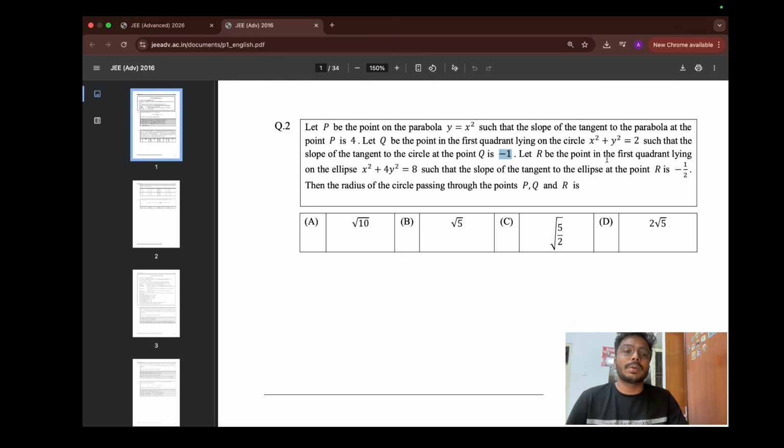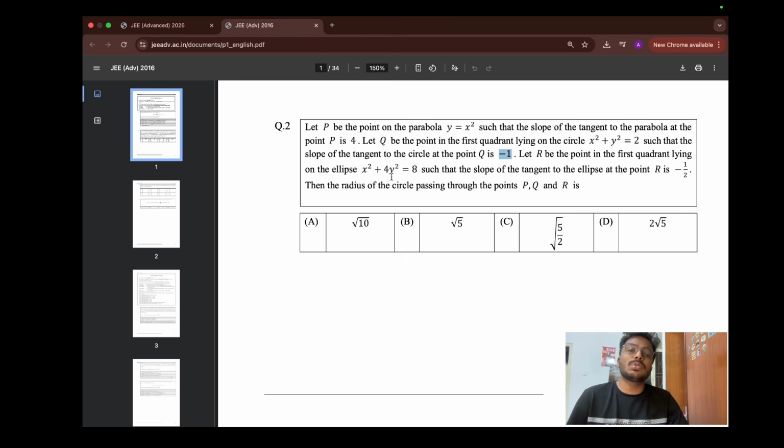It's pretty straightforward. And R is the point in the first quadrant lying on the ellipse, such that the slope of the tangent to the ellipse at the point R is -1/2. Again, you have the equation and the slope. You differentiate the equation, find the slope, plug in the coordinates, and you will instantly get the x and y coordinates. So it does not even take 1 minute for you to compute P, Q and R, all the 3 points.